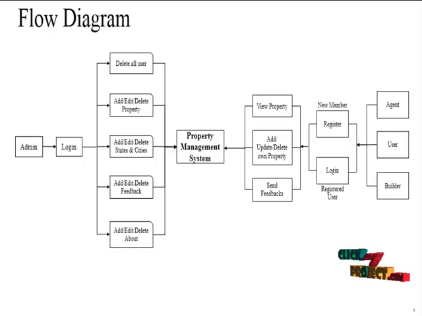In the client module, every user must register into the online property management system. If they are already registered, they can directly log into the system. After getting into the system, the user can view properties and also submit their own properties. Users can edit or delete their own property, send feedback about the website, and also contact the admin by sending a message.